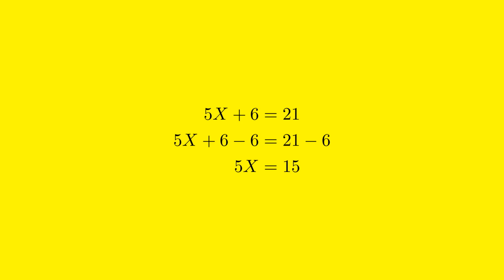Now the variable x is closer to being isolated. By understanding that subtracting the same number from both sides of the equation keeps it balanced, we have successfully simplified the equation in this step.